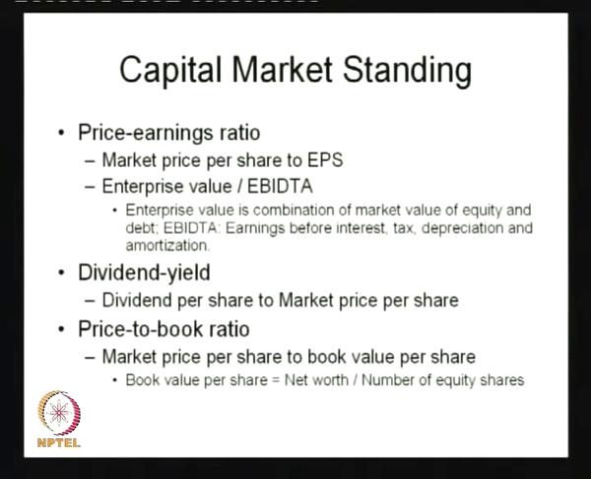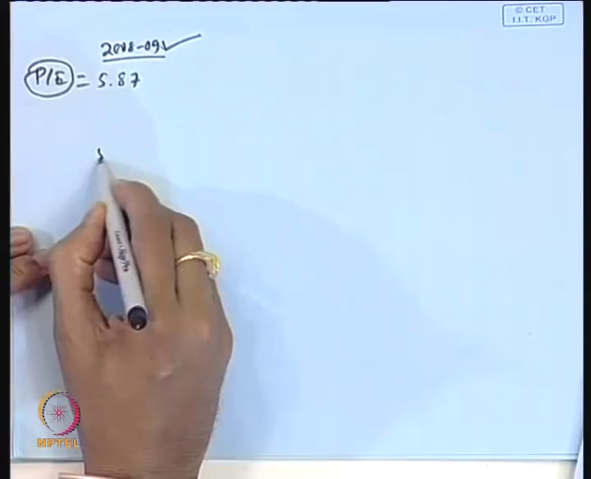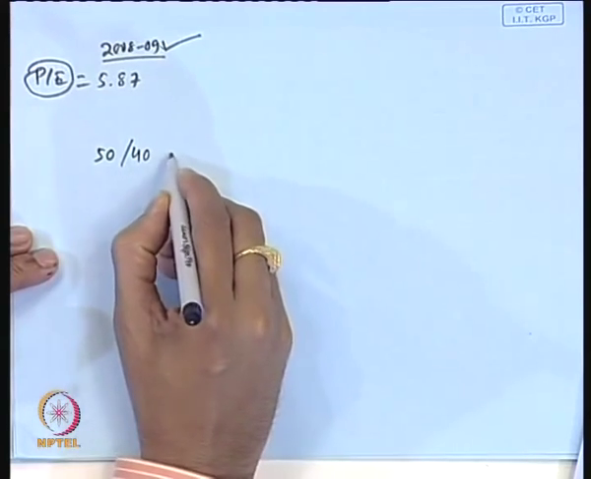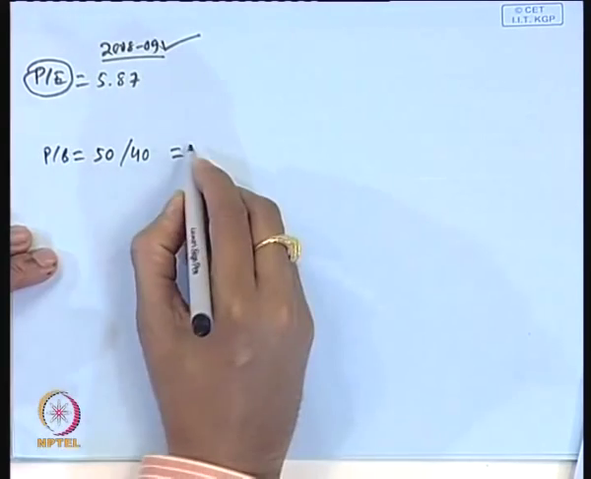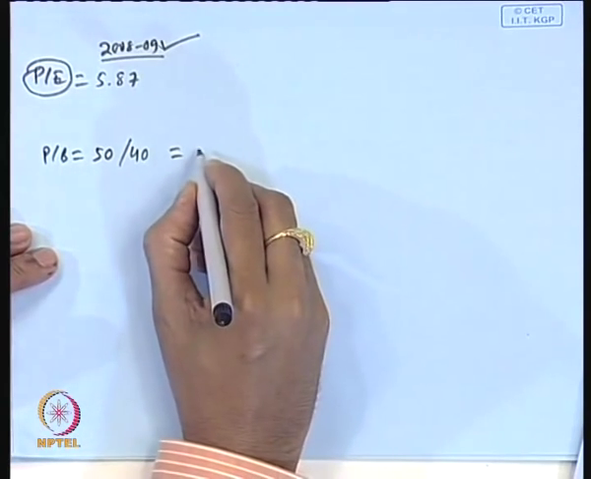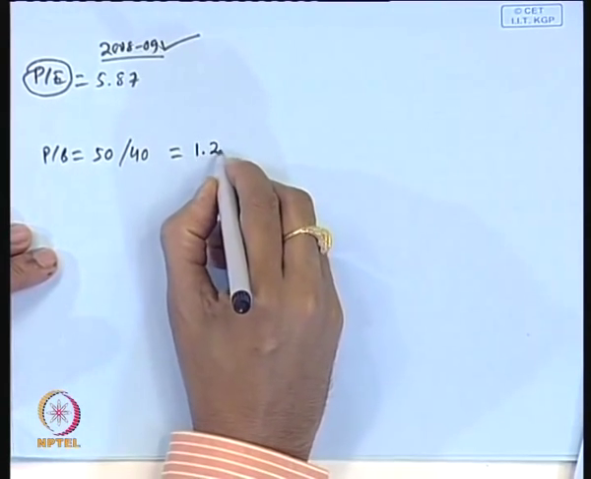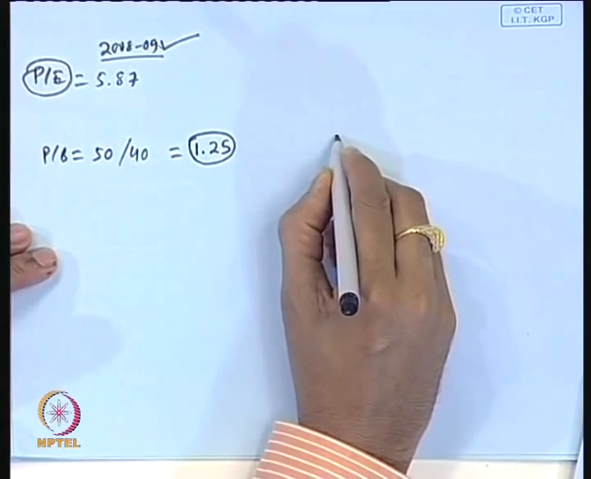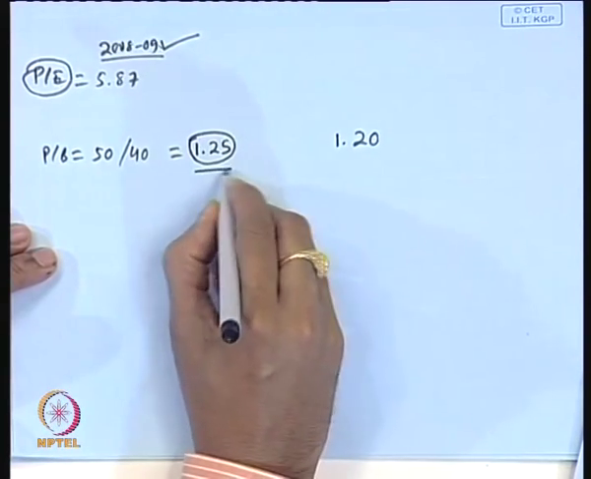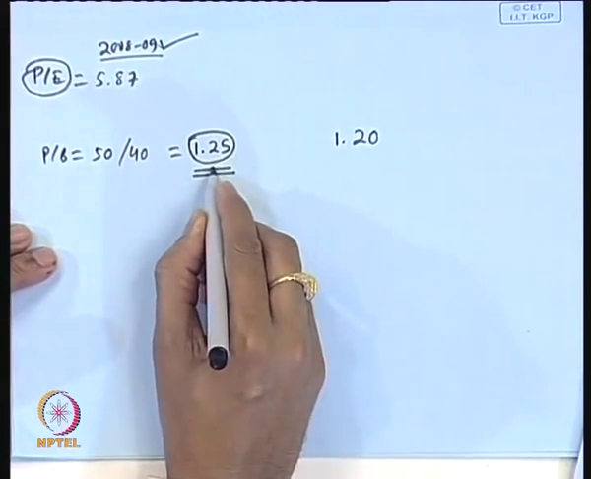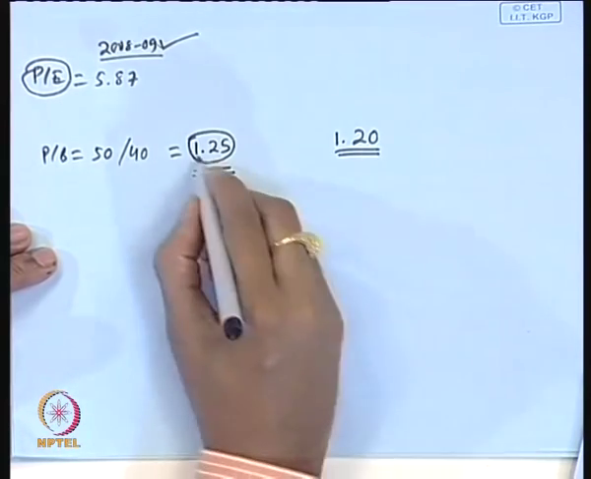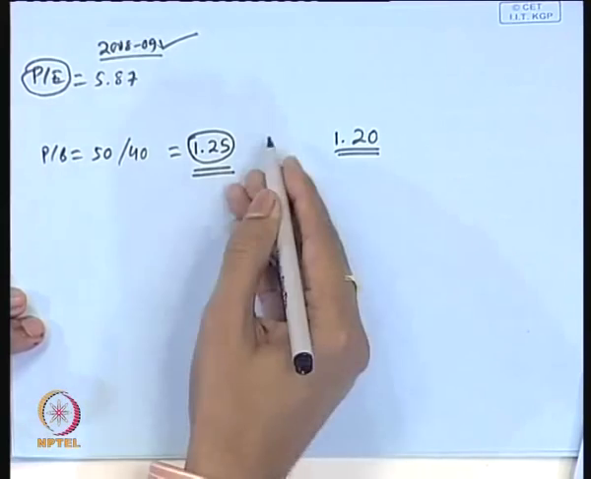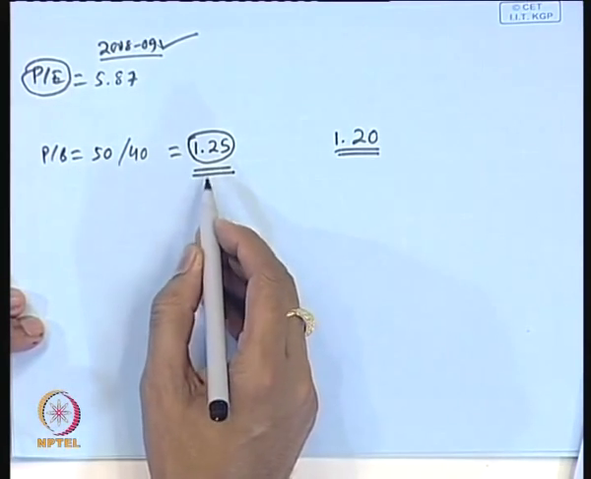And then we have the price to book ratio, where the book value per share is defined as the net worth divided by the number of shares. The market price per share is 50 and the book value per share is, let us say, 40. So, the price to book value ratio is 50 to 40, that is 1.25. Again, the benchmark comparable ratio for the industry is, let us say, 1.20. If this company is at 1.25, obviously it is more overvalued than the industry, and if I have already invested in this company, then we would like to sell these shares, or if I have not invested, I would not like to go for it.